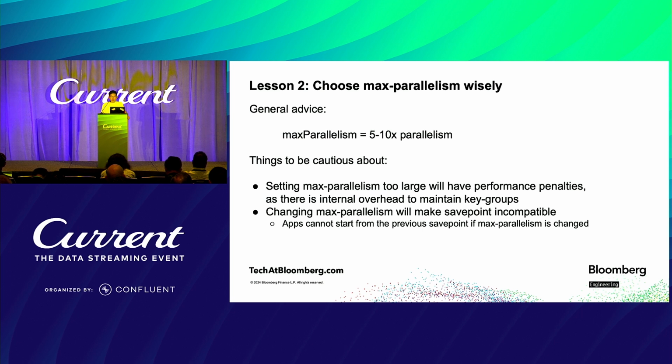However, there are a couple of things we need to be cautious about when choosing max parallelism for our application. The first one is we don't want to set max parallelism to be a number that's too large, as there is internal overhead associated with maintaining these key groups. So if you set it to be a number that's too large, this will potentially bring some performance penalties to our applications.